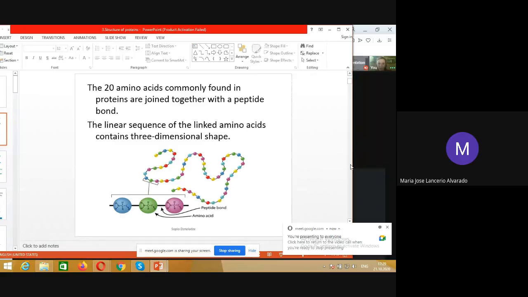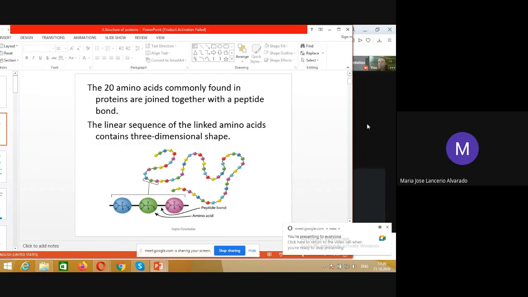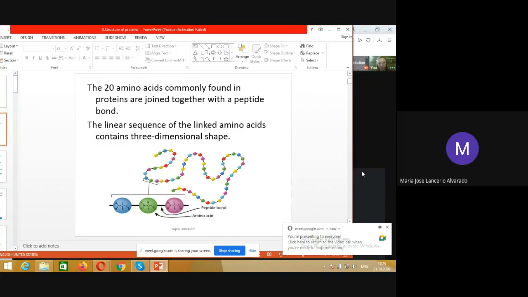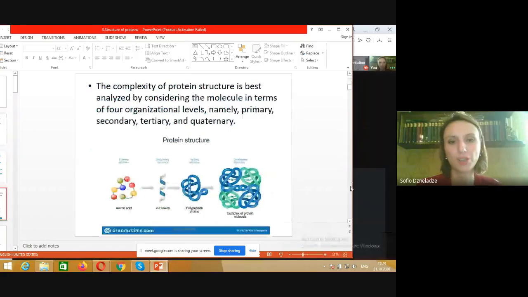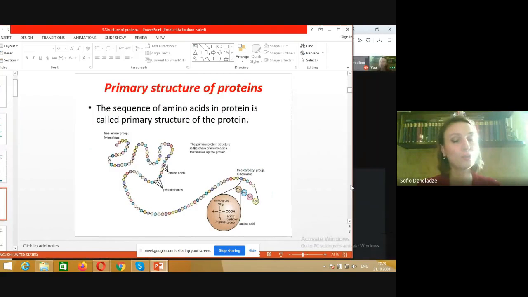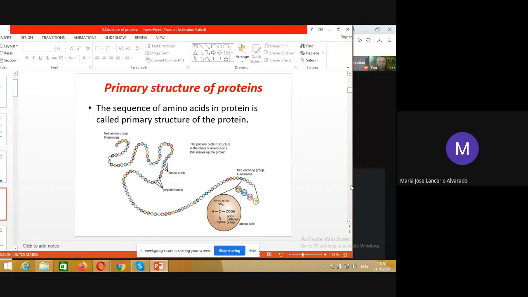Okay, Maria, let's start. The 20 amino acids commonly found in proteins are joined together with a peptide bond. The linear sequence of the linked amino acids contains the information for three-dimensional shape. Let's start from the primary structure. We have four different structures of proteins: primary, secondary, tertiary, and quaternary. And what is the primary structure of the protein, Maria? It's just a simple sequence of amino acids, like a long chain.